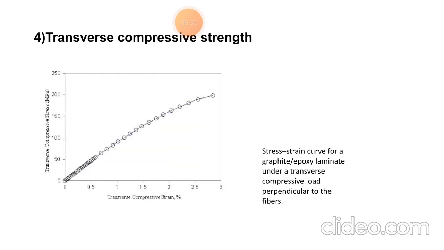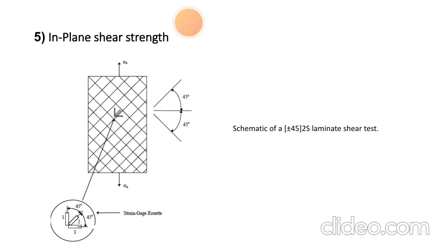Now number four, transverse compressive strength. The graph of transverse compressive strength is shown for a graphite epoxy lamina under a transverse compressive load perpendicular to the fiber, as shown in this figure. Next is the in-plane shear strength. For the in-plane shear strength, let us assume an applied shear stress of a given magnitude, measured with a shear gauge rosette, as shown in the schematic diagram of laminate shear stress.